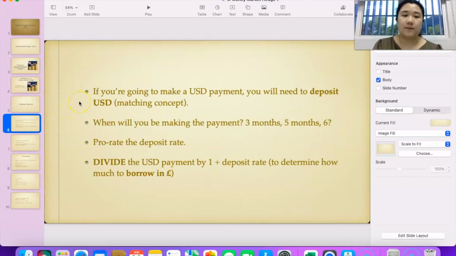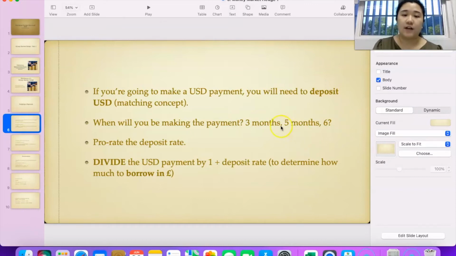The first step, if you're going to make a USD payment, you will need to deposit USD. So this follows the matching concept. So now you have to pay, right? Okay, so now you put a deposit, so the receipt from that deposit will help you pay your USD payment. Okay, then you have to note when you will be making the payment. Is it 3 months? Is it 5 months? So this will actually be provided to you.